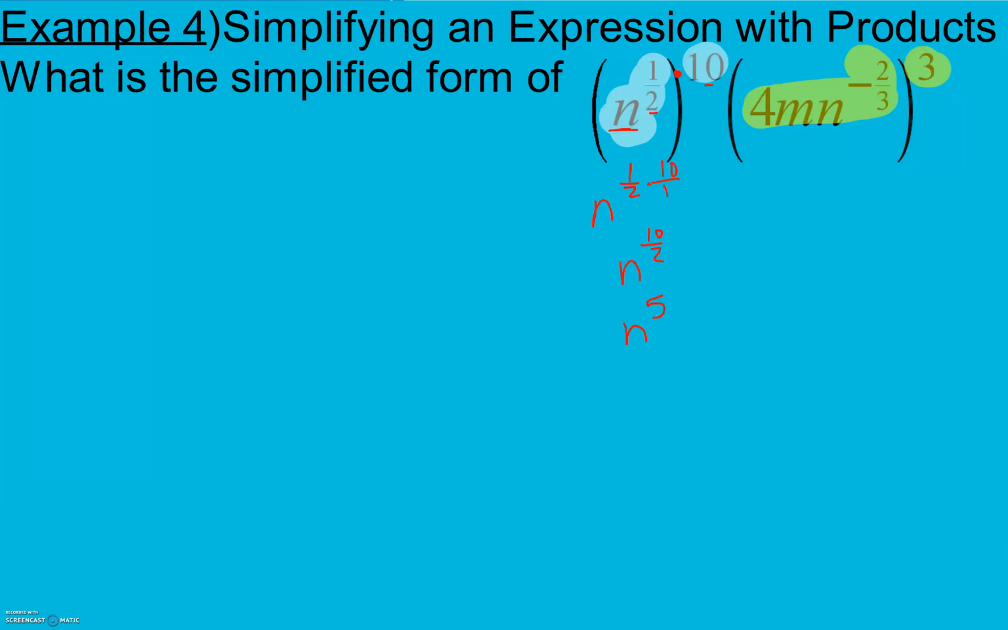Now, with my product to the power, I take each factor, or each thing multiplied together, and give it the exponent. So I take 4 to the 3rd power, I take m to the 3rd power, and I take n to the negative 2/3 power to the 3rd power. Here again, I have one base, two exponents, so I have a power to a power, multiply those exponents. Negative 2/3 times 3 over 1. Multiply straight across. Negative 6 over 3, which gives me n to the negative 2nd power.